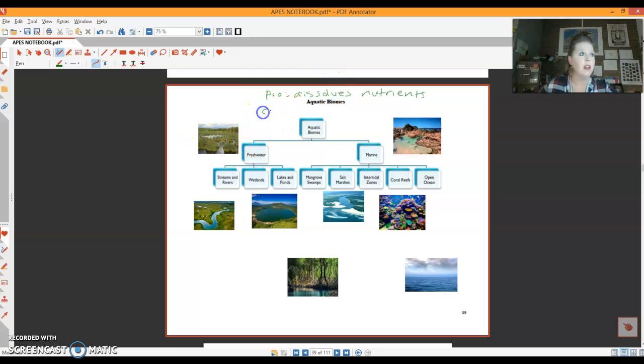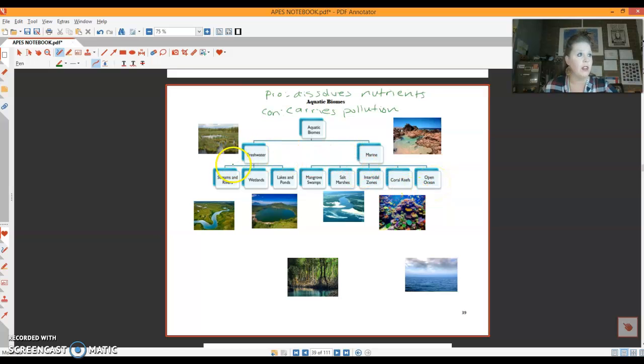Now, one of the cons that we see in aquatic biomes is that they can carry pollution very easily. So that pollution can be transported from place to place, unfortunately. All right, so when we look at aquatic biomes, we separate them essentially into freshwater versus marine. Marine being saltwater. Now, we're going to go through and describe each one of these biomes and talk about some of the key characteristics of each one.